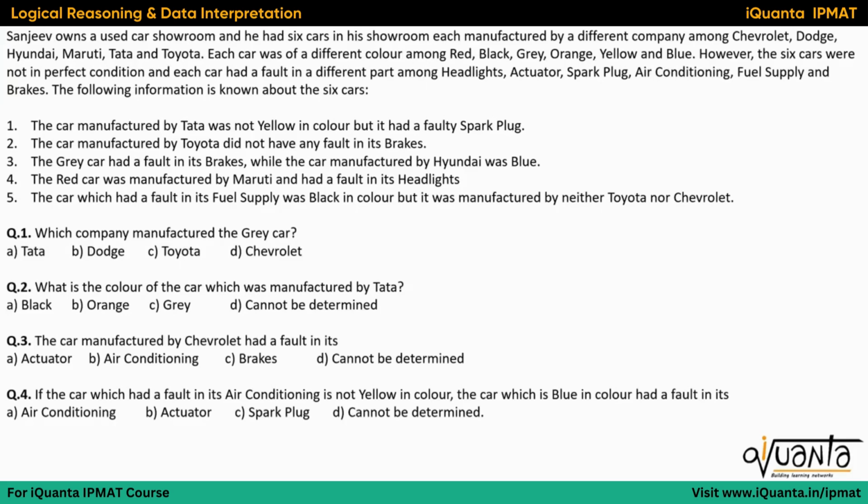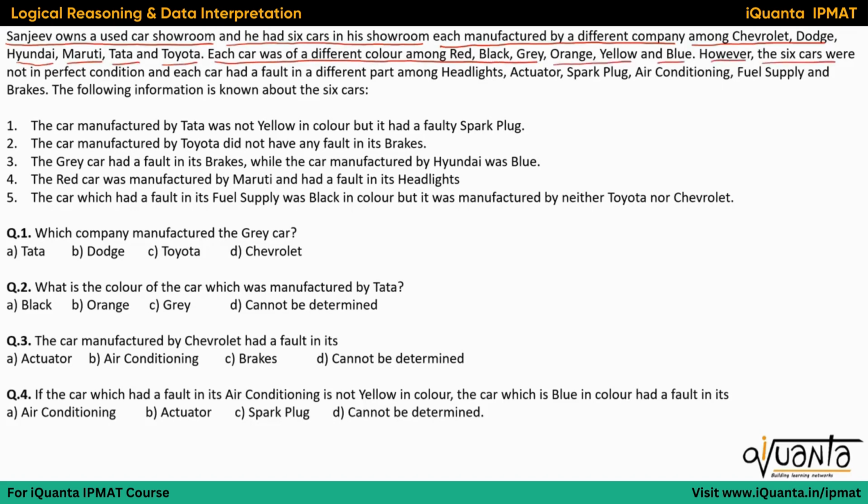Hello everyone, let's look into an easy set based upon linear arrangement. Sanjeev owns a used car showroom and he had 6 cars in his showroom, each manufactured by a different company among Chevrolet, Dodge, Hyundai, Maruti, Tata and Toyota. Each car was of a different color among red, black, grey, orange, yellow and blue.